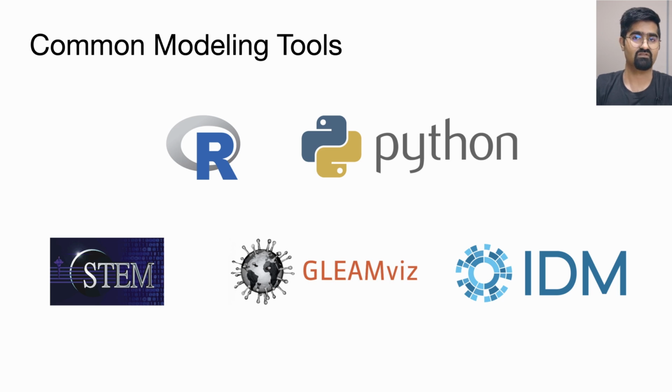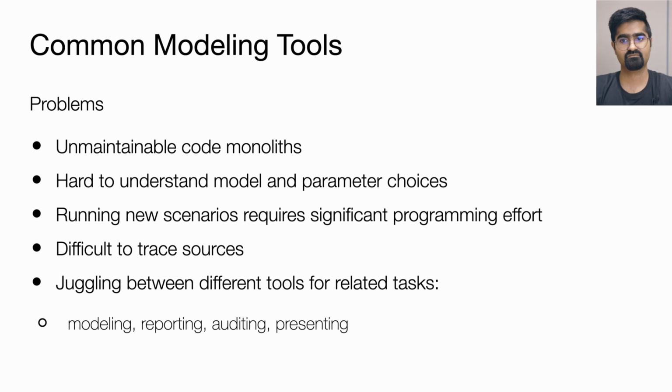Common ways of modeling epidemics are by writing code in programming languages such as R or Python. Simulation tools such as STEM, GLEAM, and tools developed by the Institute for Disease Modeling are also frequently used. However, these tools for modeling epidemics suffer from some or all of the following problems.